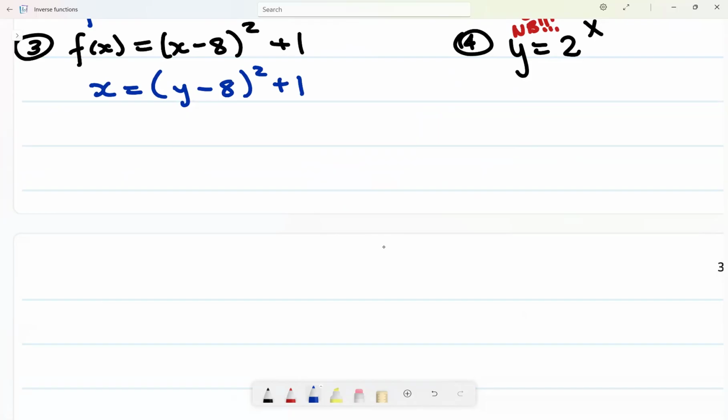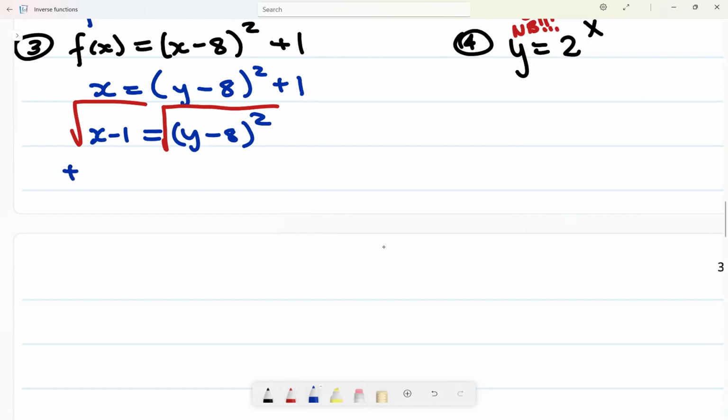Then I take this one to the other side. It is x minus 1. It is equal to what? Y minus 8. Remember, it is all squared. What you need to do is remove the square. But remember, when you do that, what will happen here? This will be plus or minus the square root of whatever you have. Then here it will just be y minus 8, right?